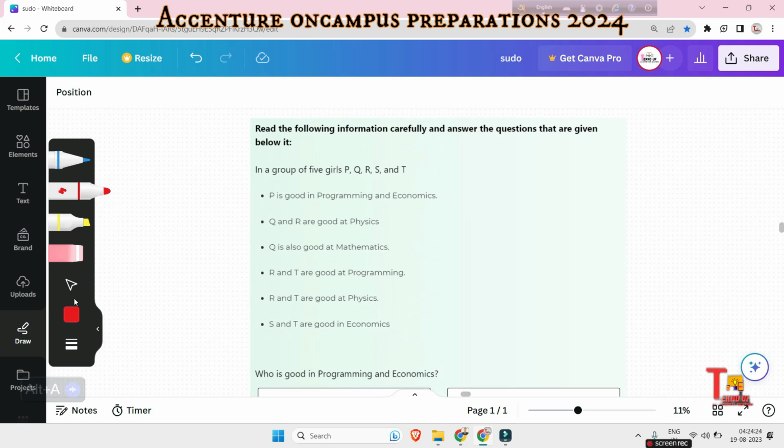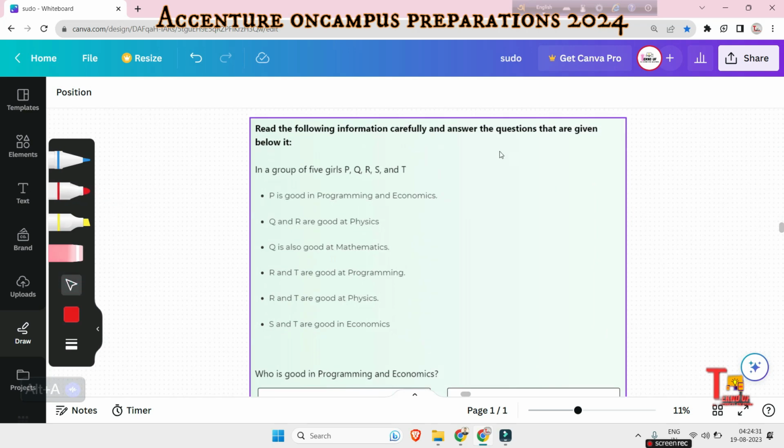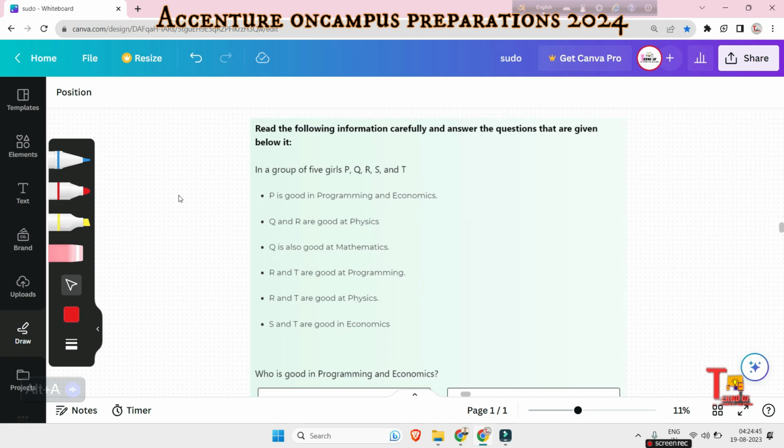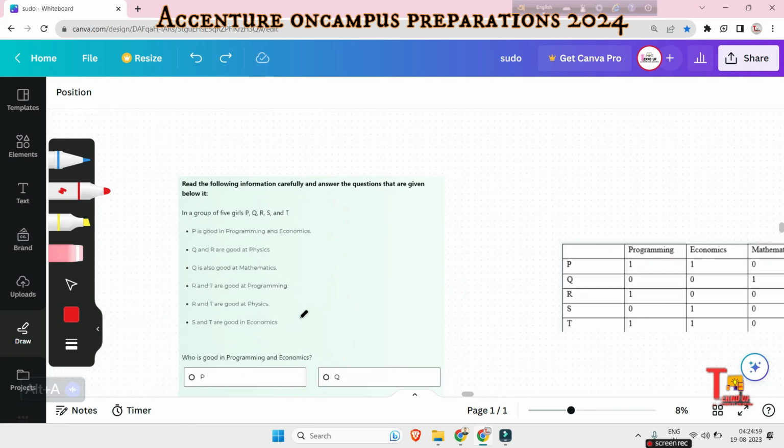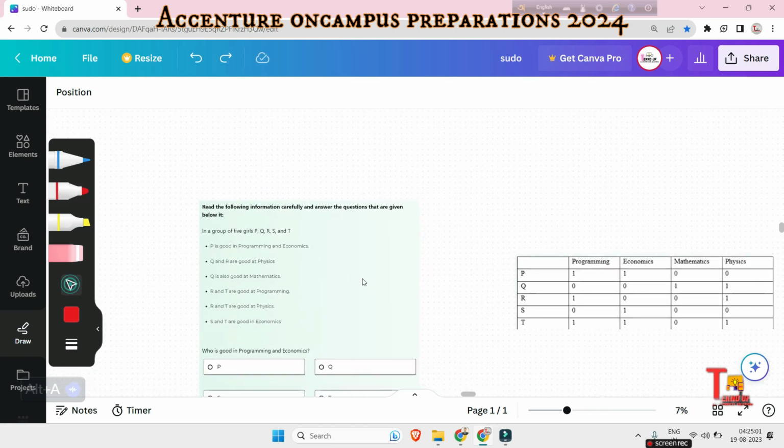So here is also a trick for you. Read the following information carefully and answer the questions given below it. In a group of 5 girls, P, Q, R, S, and T, P is good in programming and economics. Q and R are good at physics, right? Sometimes we draw some circles, but we don't have to do that. Just draw a table so that this can be easier.